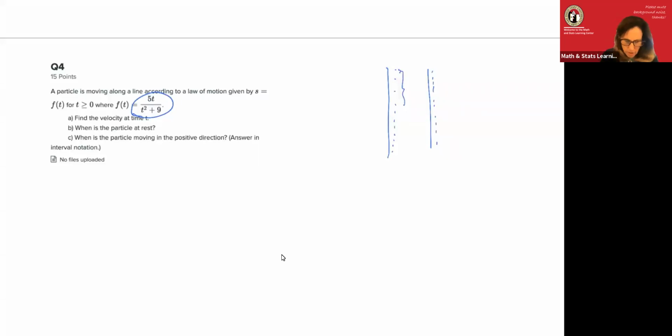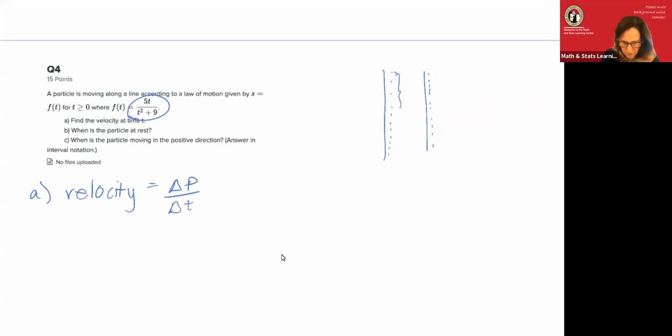So the first thing we want to do is to find the velocity at time t. We know that velocity is defined as the change in position over the change in time, specifically the limit as change in time approaches zero. So we're imagining this philosophical concept of instantaneous velocity. The explanation for velocity becomes the derivative of the function.